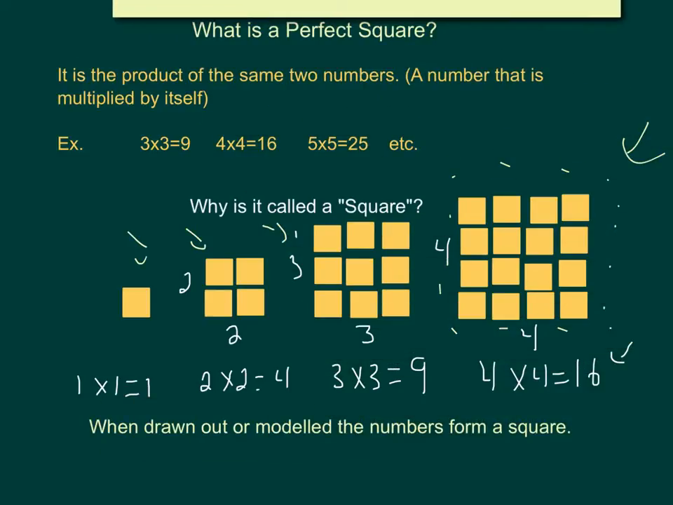So, as I said before, when drawn out or modeled, the numbers form a square. So 16 is a square number because it makes a square. 9 is a square number because it makes a square. 2 is because it makes a square, and so on. If you did this with 36 times 36, you get a massive square. 100 times 100, an even bigger square. So anytime you have a number multiplied by itself, its answer should form a giant square.